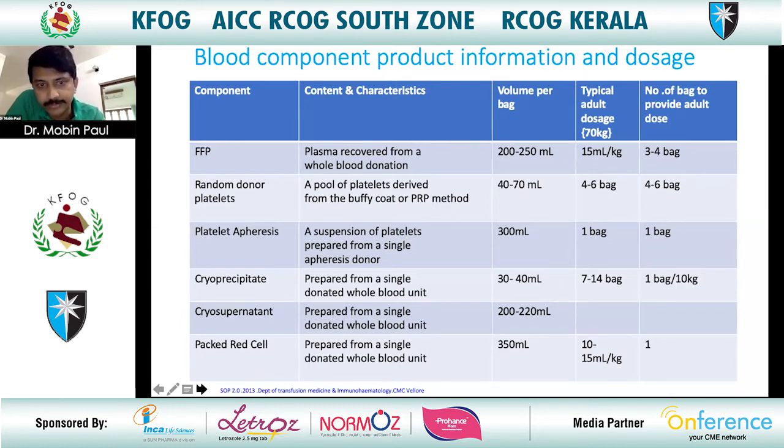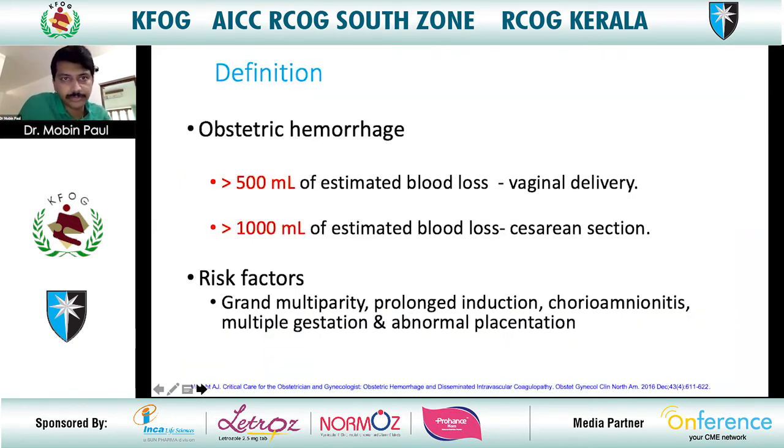Then comes packed red cells. Dosage is around 10 to 15 ml per kg. Now the definition: for a vaginal delivery, blood loss of more than 500 ml is considered obstetric hemorrhage. For cesarean, 1 liter. Risk factors described are grand multiparity, prolonged induction, chorioamnionitis, multiple gestation and abnormal placentation.